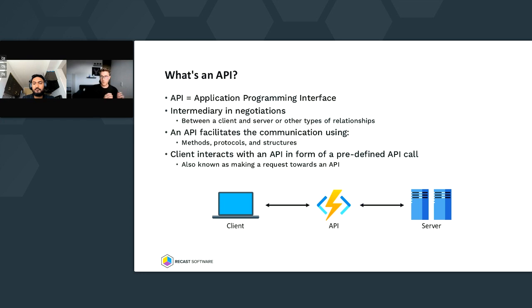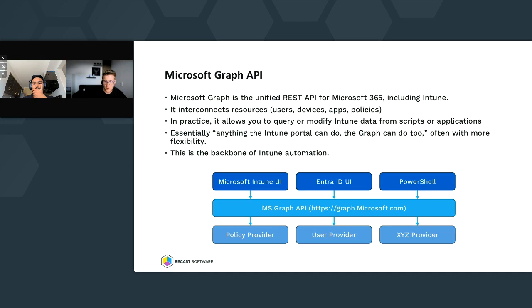This means I have my client. This could be my PC, my server, my automation account. I have the API in between, and I have a server. The server in this case is the Microsoft world with different resources, like users, groups, and devices, and the API is more or less the thing in between to build up this communication. But what is Microsoft Graph?